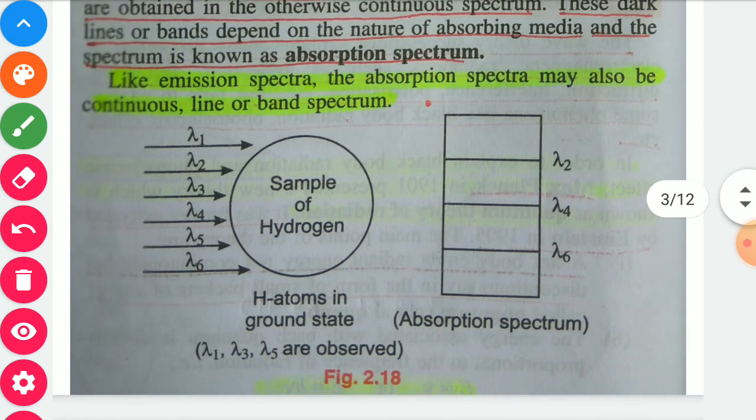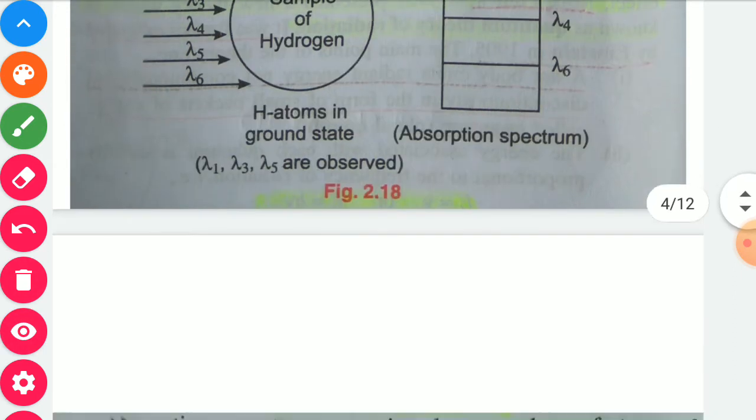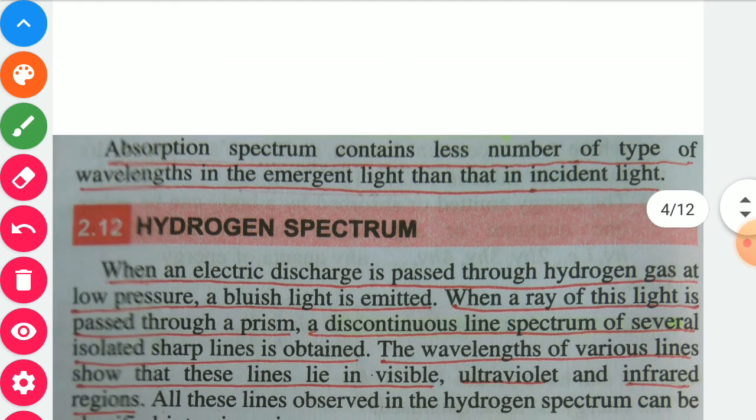So in this figure, the absorption spectra are given. These are the absorption spectra of different wavelengths. Absorption spectrum contains fewer types of wavelength in the emergent light than that of the incident light. Means the number of absorption lines is found to be less as compared to incident light.